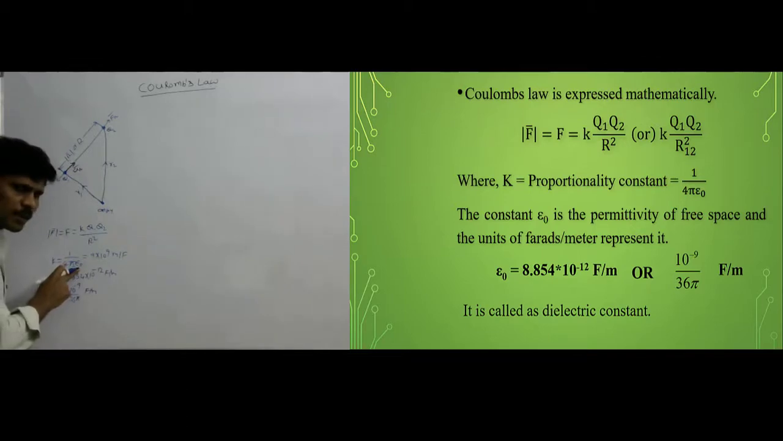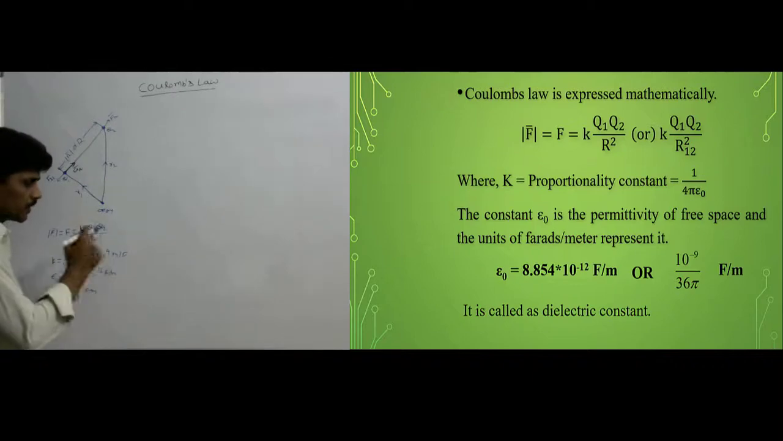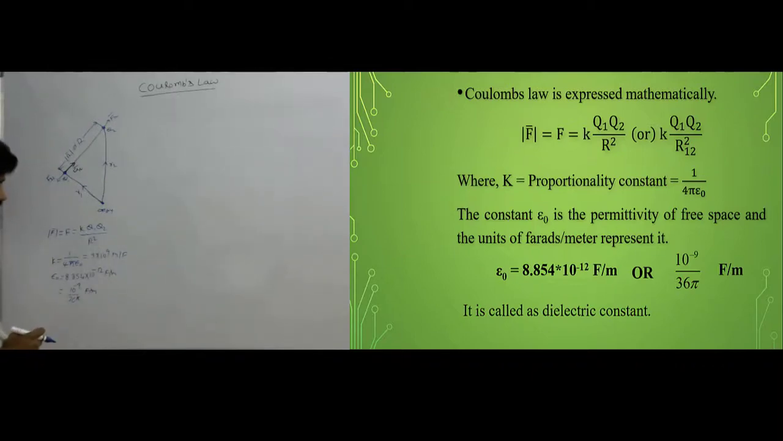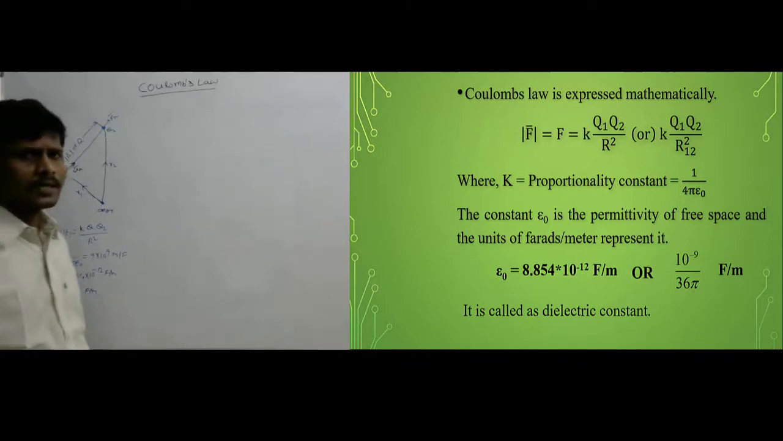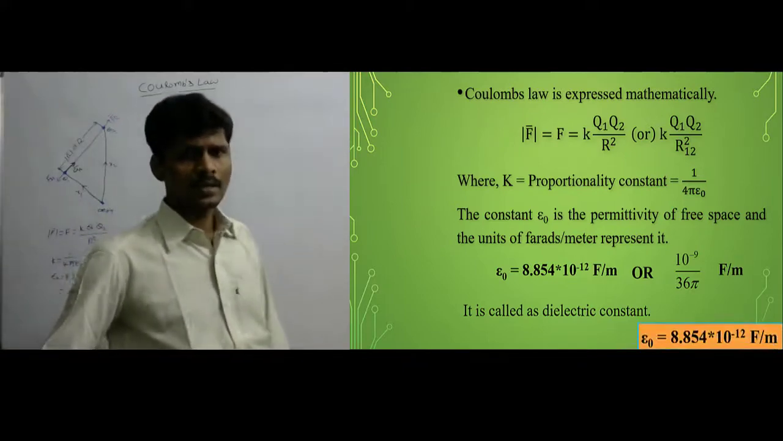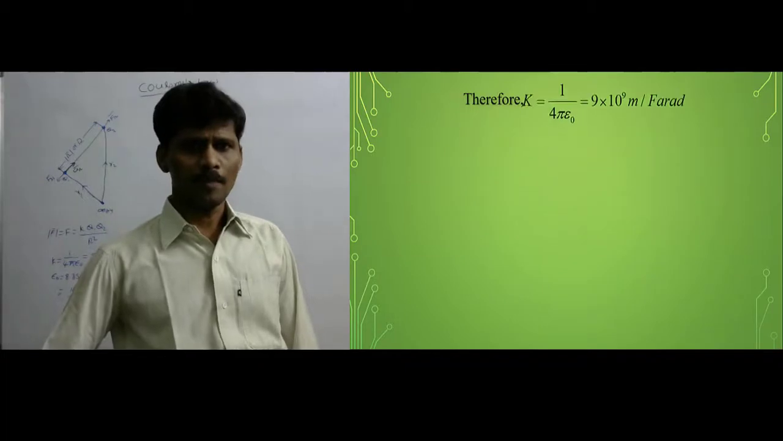What are the dimensions of epsilon naught? Farad per meter. Since epsilon naught is in the denominator, 1 by farad per meter comes to the numerator, and we get meter per farad. Epsilon naught is called the dielectric constant.